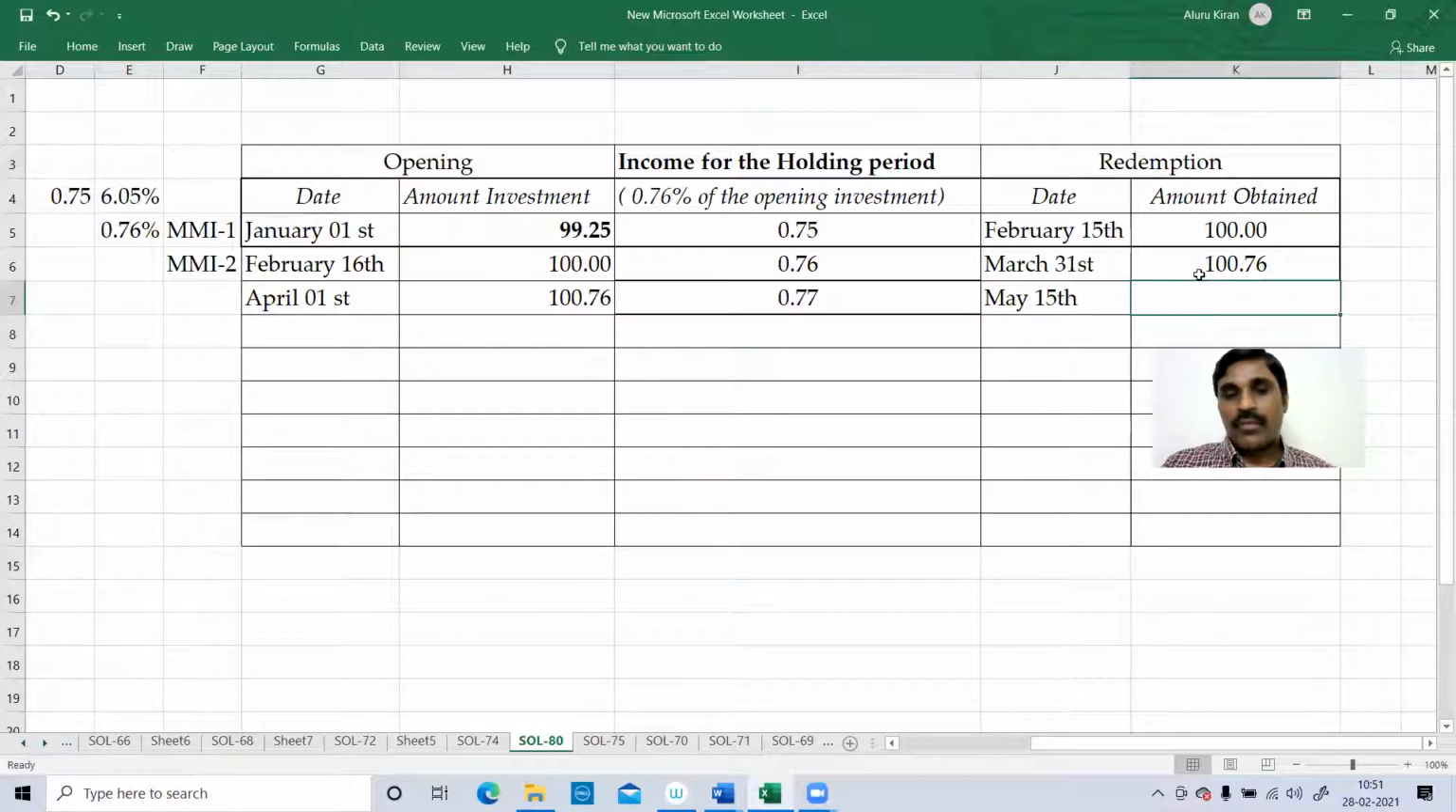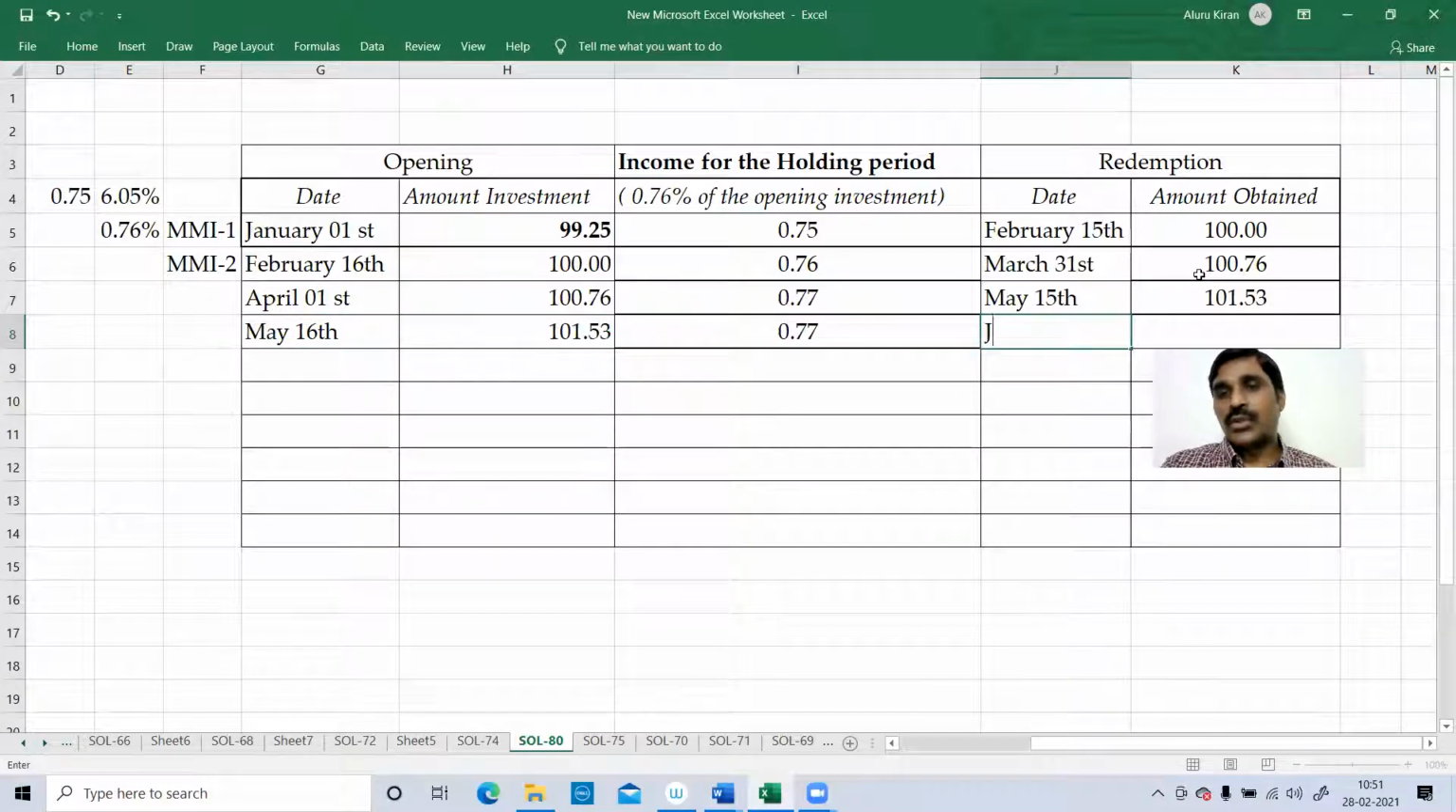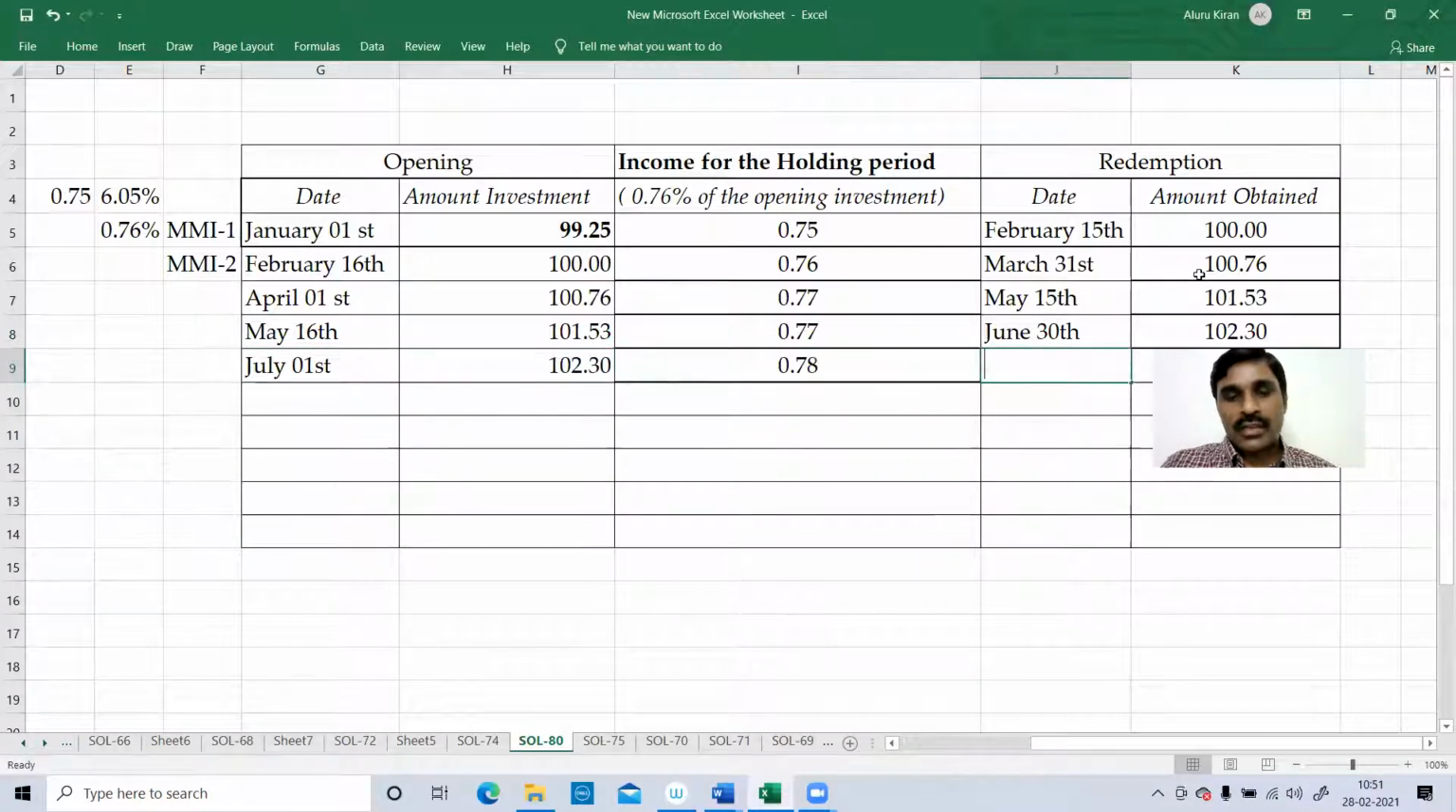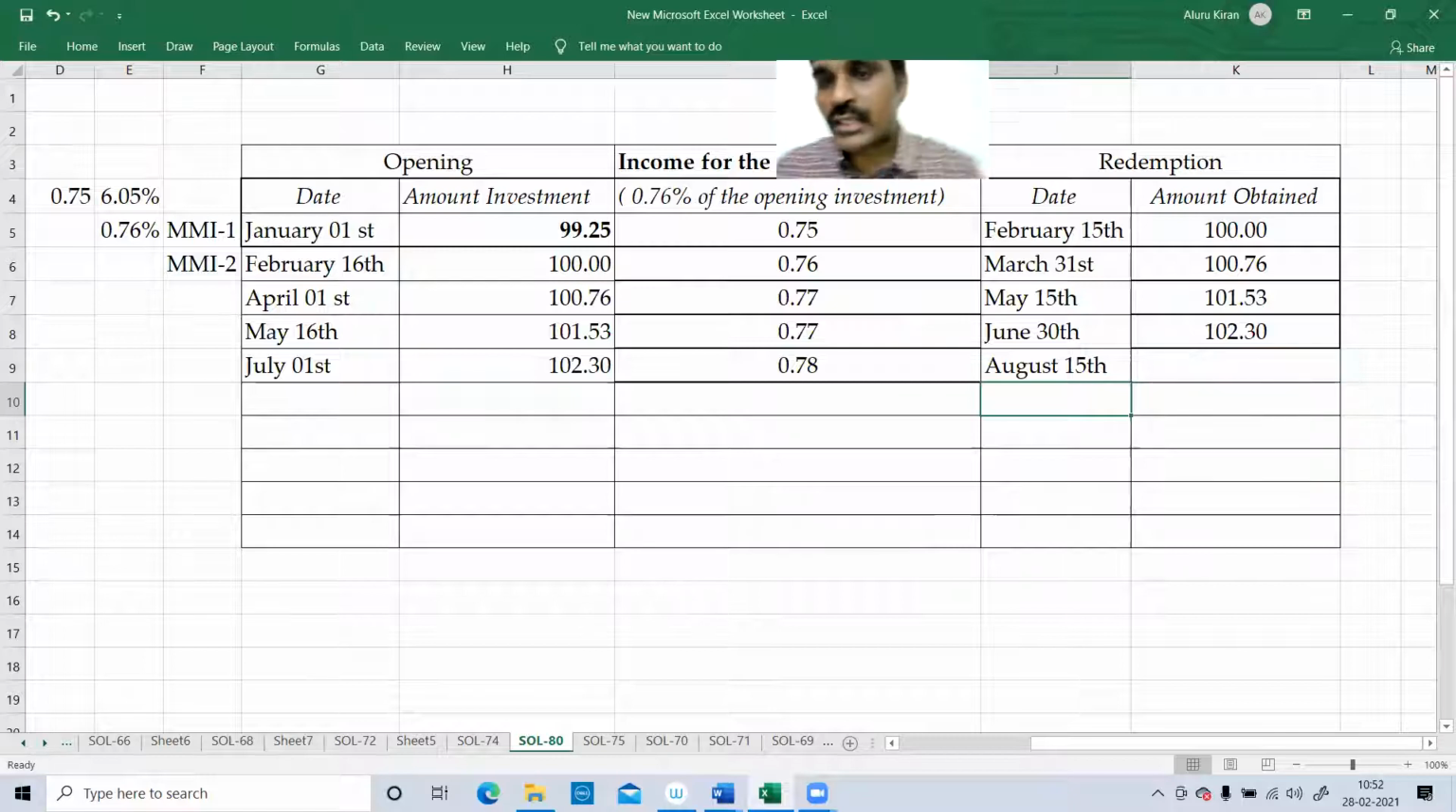45 days, May 15th. Okay. So again, May 16th I'll invest the same amount. So what is the redemption amount? June 30th, 45 days, 1.5 months. So I'll get this much amount. Next, July 1st I invest the amount again, and I'll get August 15th. 45 days is 1.5 months.